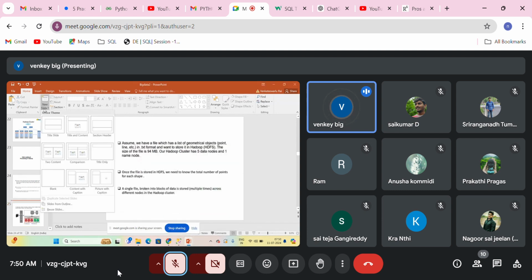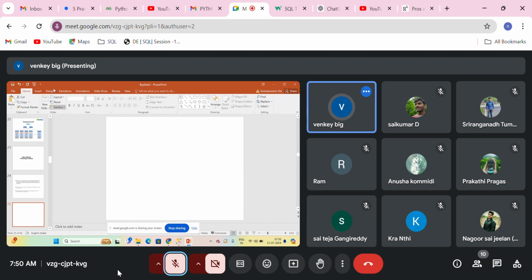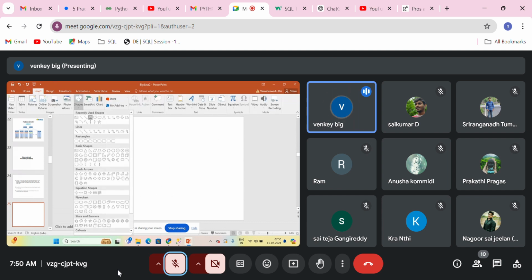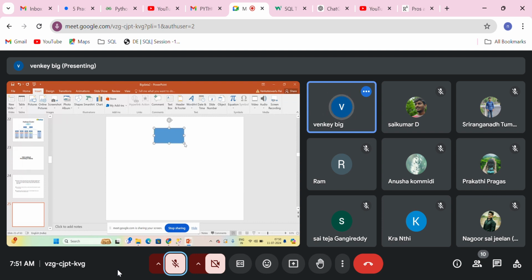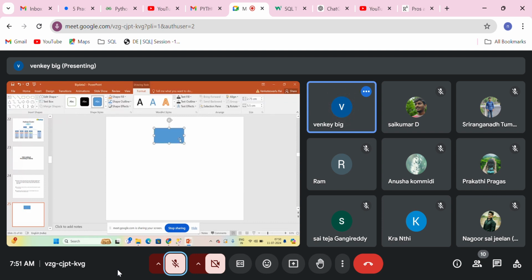Let me take a new slide. I don't want to confuse you guys. We'll take our own diagram. Let us say master machine. We know traditional data warehouse systems follow client server architecture, where we'll be having a single server, right? But Hadoop is different compared to the traditional data warehouse systems.